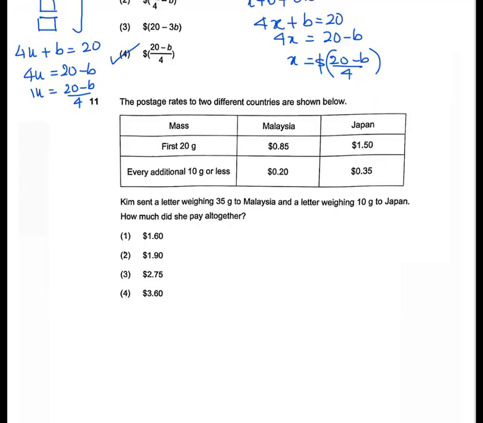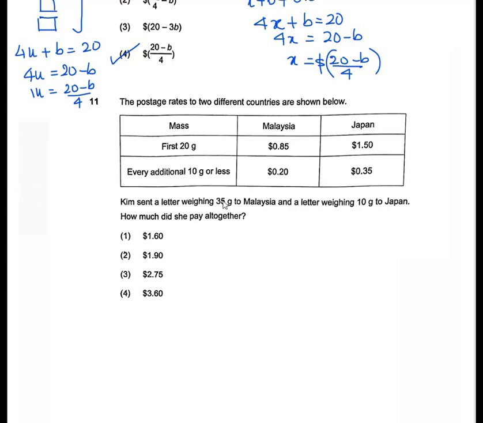The postage rates of two different countries are shown below. For the first 20 grams of mass, for Malaysia, they're charging 85 cents. For Japan, $1.50. And for every additional 10 grams or less, remember, for example, after 20 grams, if your weight is just 5 grams here, then it will still be 20 cents. For 8 grams, still 20 cents. So up to 10 grams, you will be charged 20 cents for Malaysia, 35 cents for Japan.